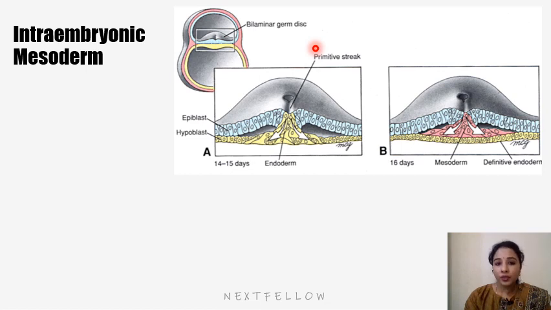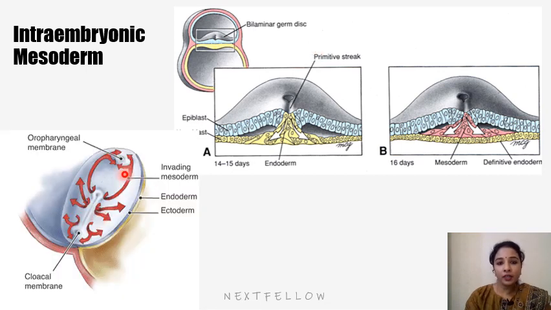And this intraembryonic mesoderm has a particular pattern of spread: it spreads in the cranial, caudal and lateral directions to all parts of the embryonic disc except in three regions. So the region where the procaudal plate or oropharyngeal membrane is present, where ecto and endoderm are directly in contact with each other without intervening mesoderm. And the second point, we already heard about this, the cloacal membrane too, where ecto and endoderm are in direct contact with each other without intervening mesoderm.